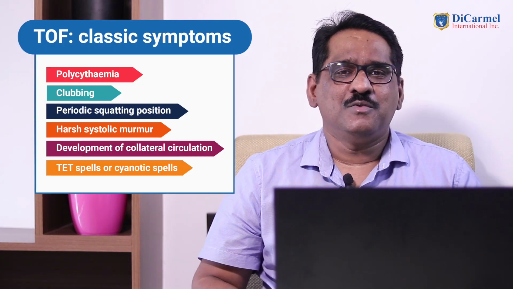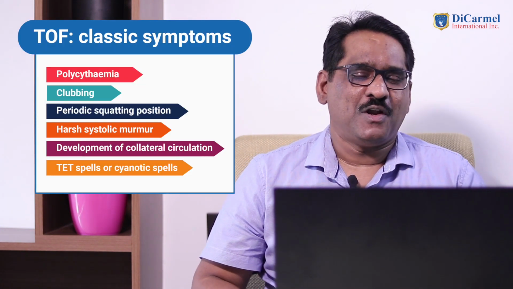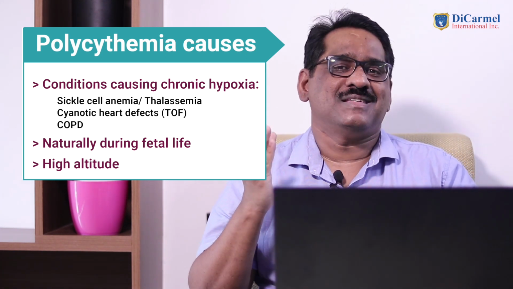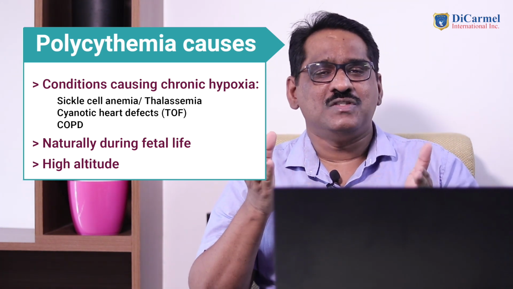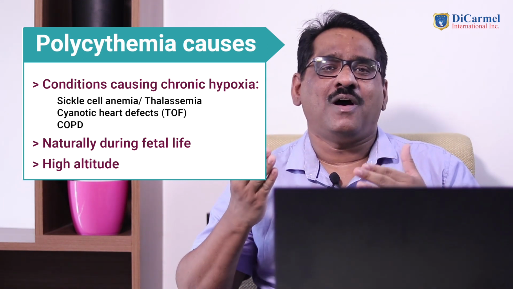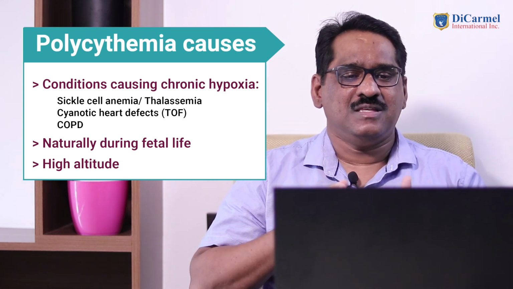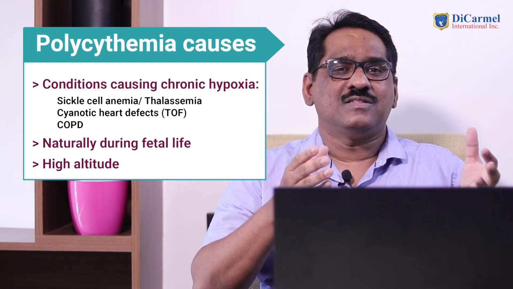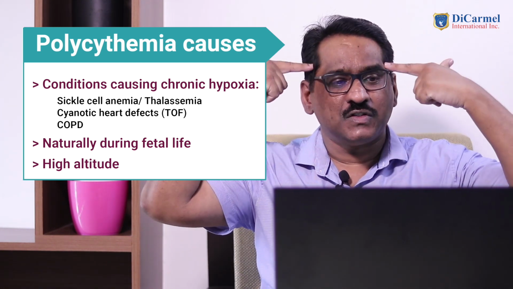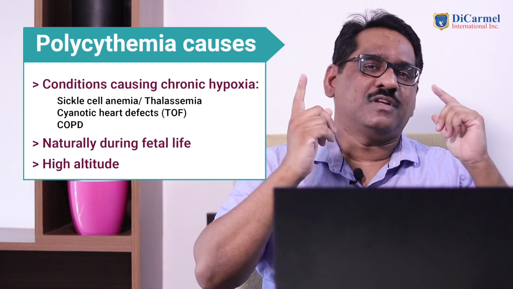So let's look into the classic findings with Tetralogy of Fallot. The first one, polycythemia. This is another beautiful topic I always highlight in my lessons, and you would possibly have listened to that video already on polycythemia. And as you might be aware by this time, polycythemia is a compensatory mechanism. Whenever there is lack of oxygen for a prolonged period of time, that can result in compensatory overproduction of RBCs, and that's what we call polycythemia. So the polycythemia in these children can naturally increase the blood concentration, the hematocrit, and that can increase the risk of stroke, which is one of the complications of Tetralogy of Fallot.